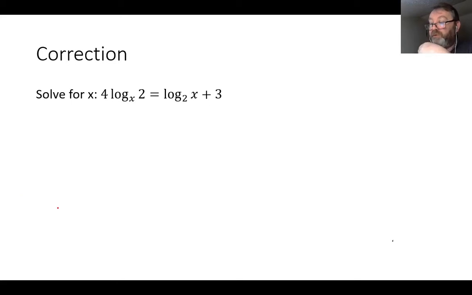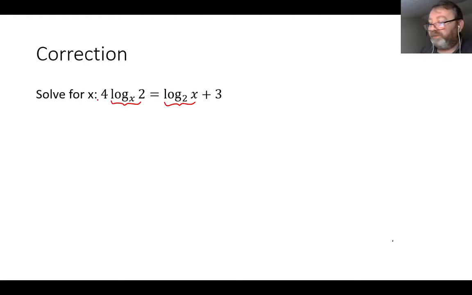So in other words, it's 4 times log to the base x of 2 equals log to the base 2 of x, plus 3. And the nice thing about that is that log to the base x of 2 and log to the base 2 of x can be treated separately. All right. Now, the one thing I want to point out here is you've got to fall back on your log rules. The first thing I notice, let's take a look at the left-hand side first of all, is that the left-hand side has a coefficient.